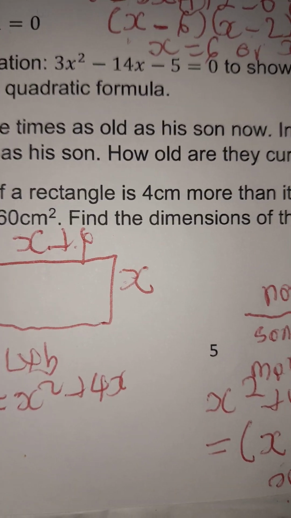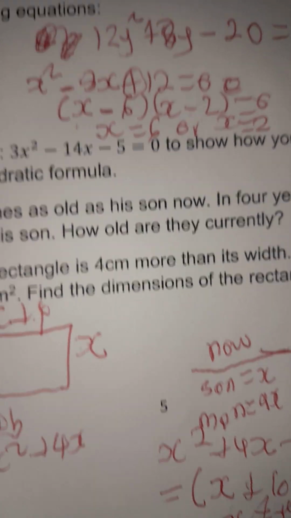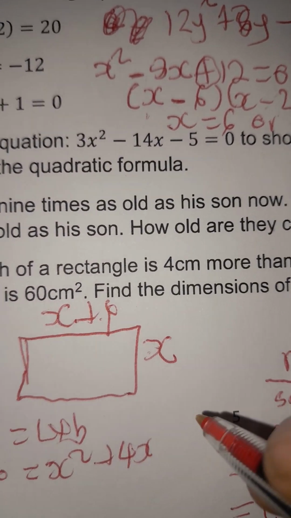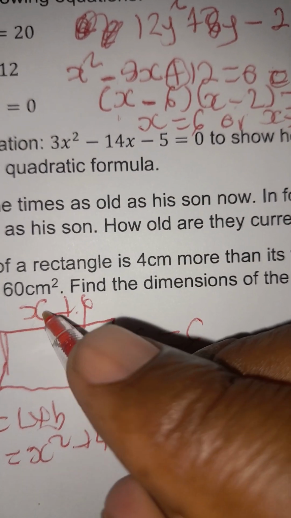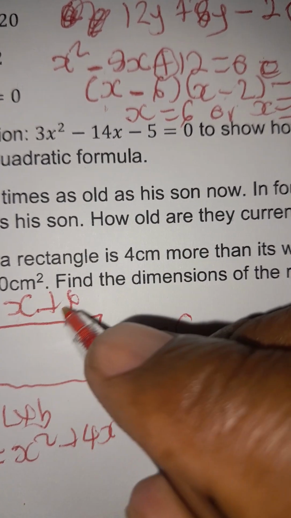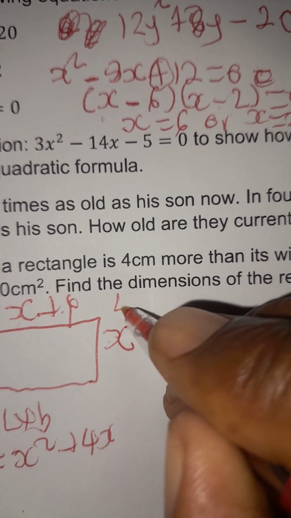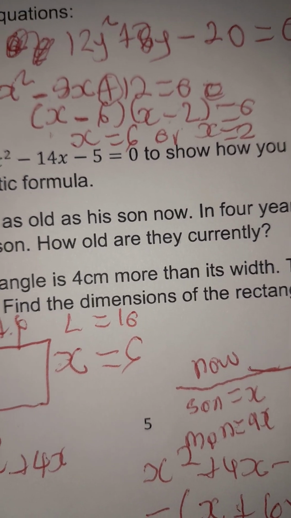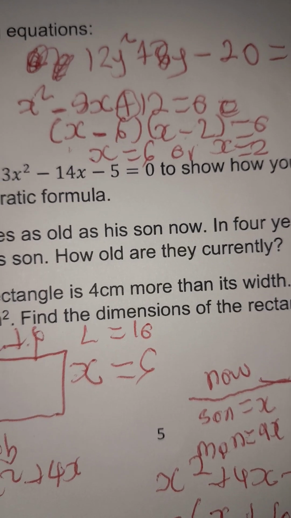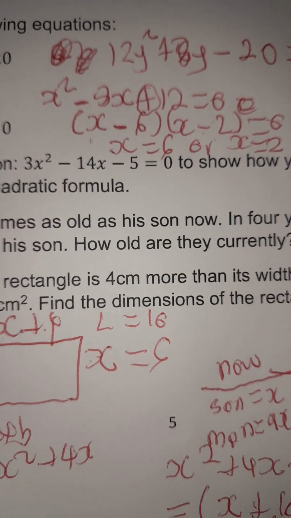So the dimensions, in this case, the width will be 6. As for the length, it will be 6 plus 4, so the length will be 10 centimeters. And 10 centimeters times 6 centimeters will be 60 centimeters squared.